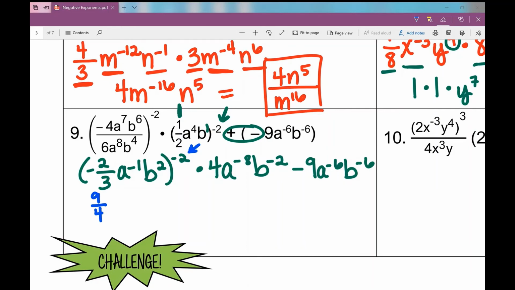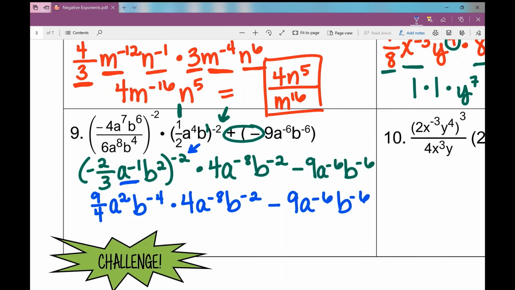All right, now I'm going to apply my power rule. Let's look at our a's. A to the power of negative 1 times negative 2 is a squared, times b to the power of 2 times negative 2 is negative 4, times 4 times a to the negative 8th, b to the negative 2nd, minus 9, a to the negative 6, b to the negative 6. Now when I'm looking at this and I'm subtracting, I'm thinking I'm probably going to get a term over here with this 9/4, a squared, b to the negative 4, that looks like a to the negative 6, b to the negative 6. Let's see. Doesn't always happen, but a lot of times it does.